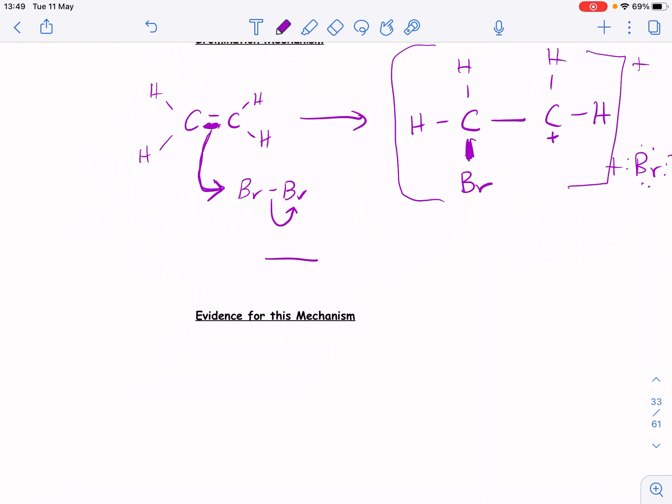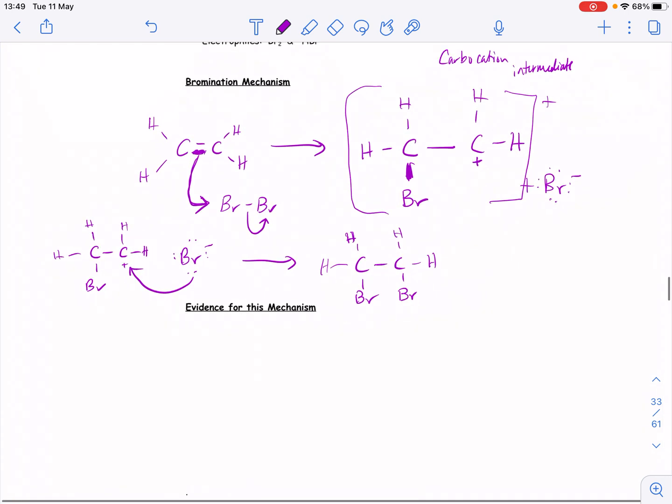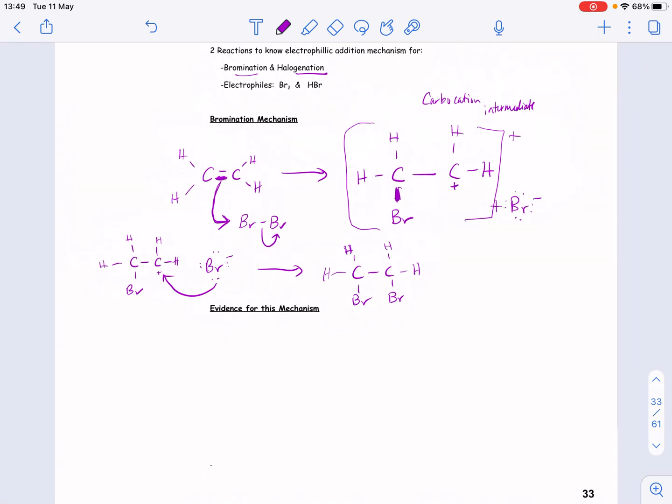And then in a distinct second step, we've got the carbocation, and we need to show the curly arrow coming from a lone pair on the bromide ion going towards that carbocation. So when we're done with this mechanism, we've now added a bromine to each carbon atom, and we've got our dibromoalkane from bromination. Okay, so this is the mechanism.